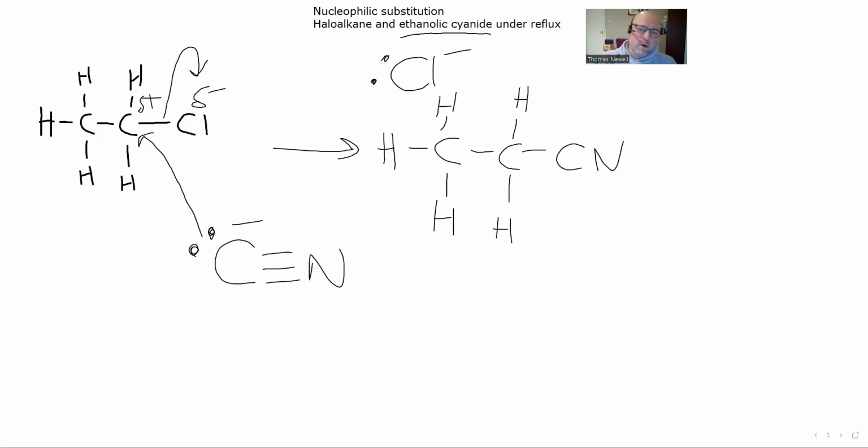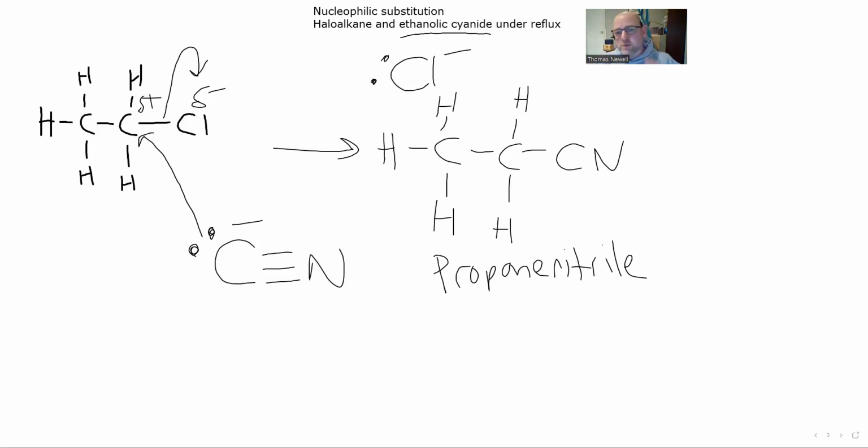So what we have here is we've extended the carbon chain. You can see there's now 3 carbons here. So what do we call this? It's no longer a 2-carbon molecule. It's no longer eth. It's now prop. So we actually call this propane nitrile. And in A-level chemistry, that's how you name it. You name all 3 carbons.